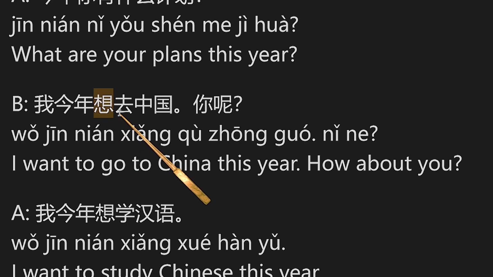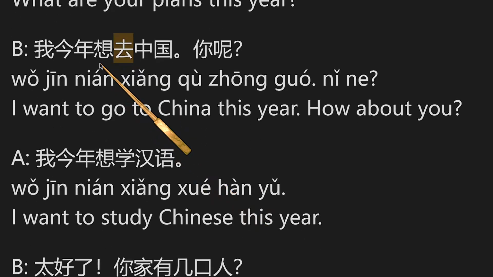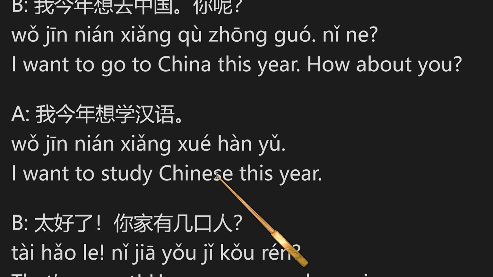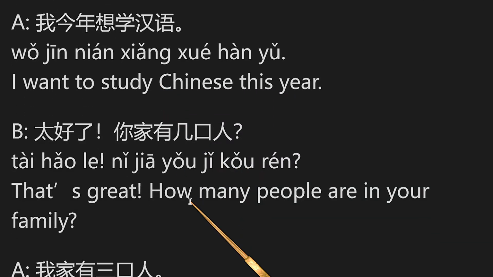想 is I want to. 去 is to go, to move to some place. It doesn't mean walking. It could be any possible way. So 去. I want to study Korean this year. 我今年想学韩语。学, to learn. 韩语 is a language. Han is a Korean nation. So 韩语 is the language of Korean people. 我今年想学韩语。That's great. Okay, let's continue.